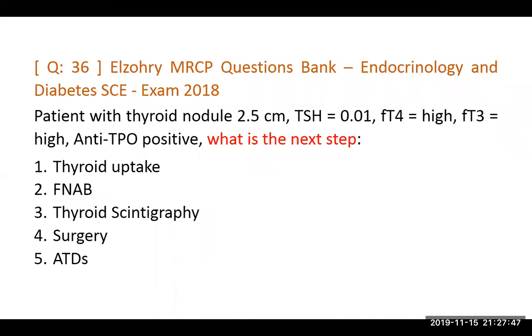A patient with thyroid nodule 2.5 centimeter, TSH 0.01, T4 high, T3 high, anti-TPO antibodies positive. What's the next step? Thyroid uptake scan, fine needle aspiration, thyroid scintigraphy, surgery, or antithyroid drugs? Thyroid uptake scan. There is a thyroid nodule. TSH is thyrotoxic. The anti-TPO is positive. What is the best one?